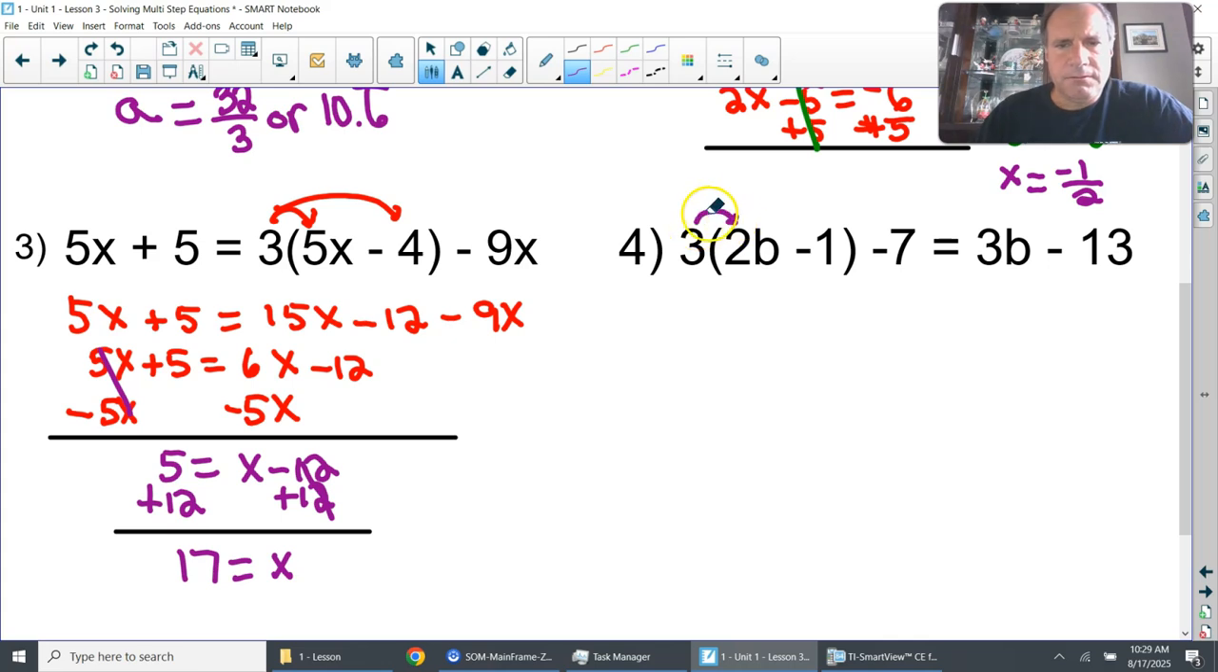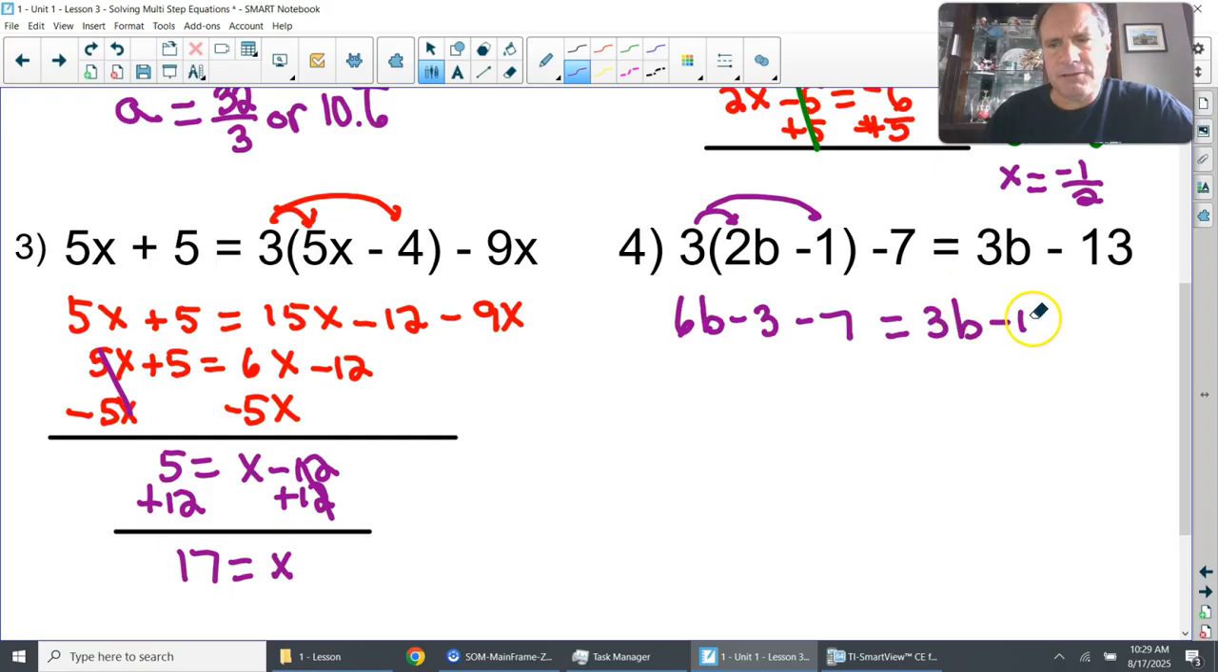For this one, again, distributive property, 6b minus 3 minus 7 equals 3b minus 13. This is 6b minus 10, combining those like terms.